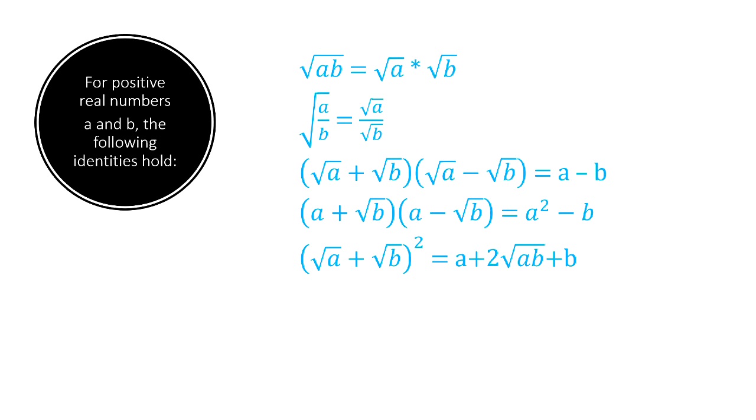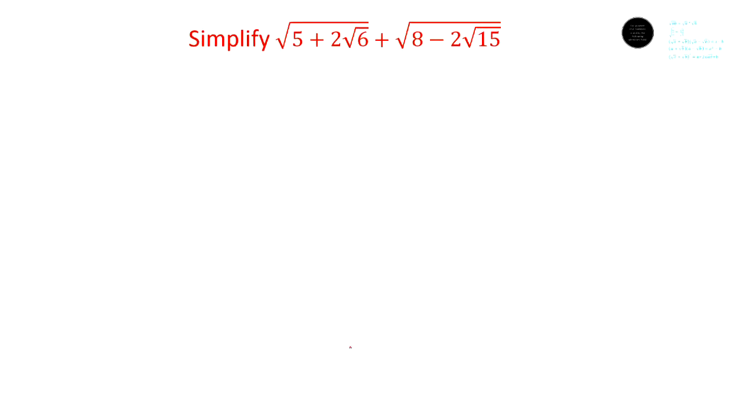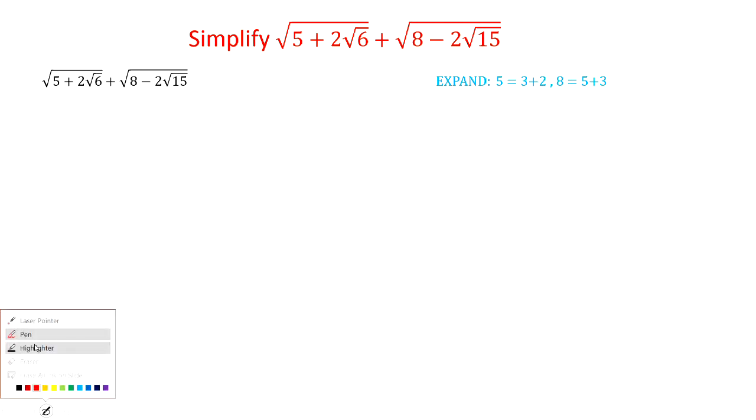Root AB is root A into root B. In the same way, we can look at the other formulas. So let's look at the numerical. So we are adding two irrational numbers. This is a bit tricky question. So let's solve. I'm just changing the pen color.